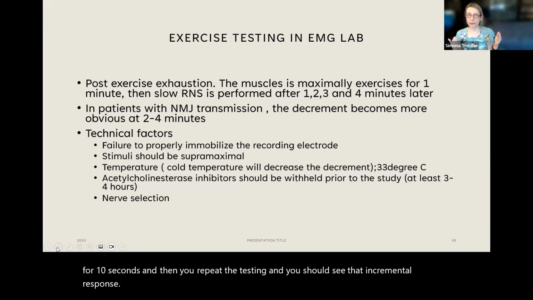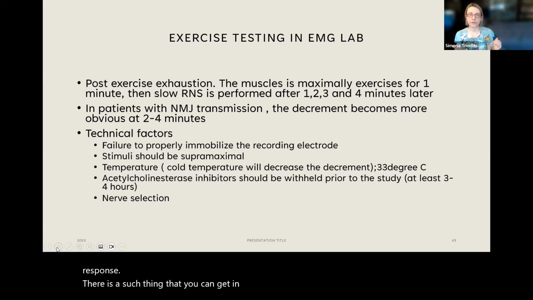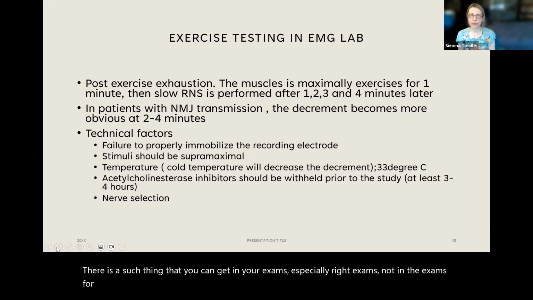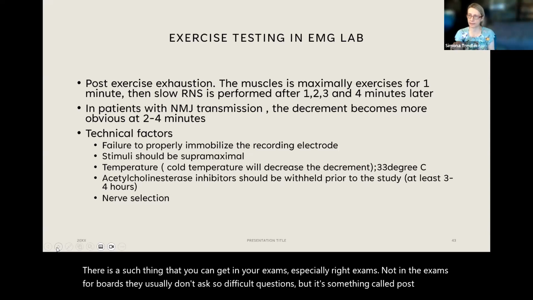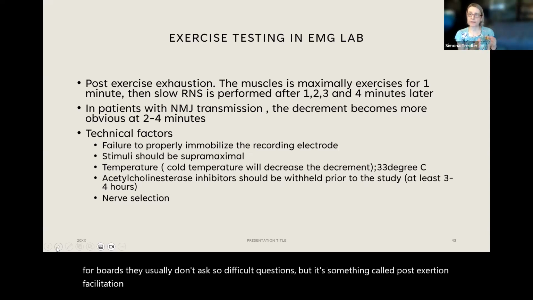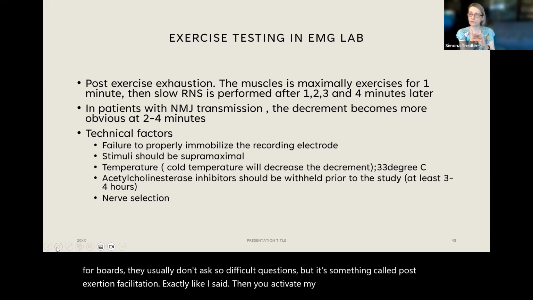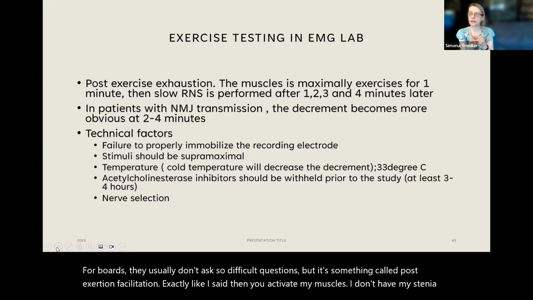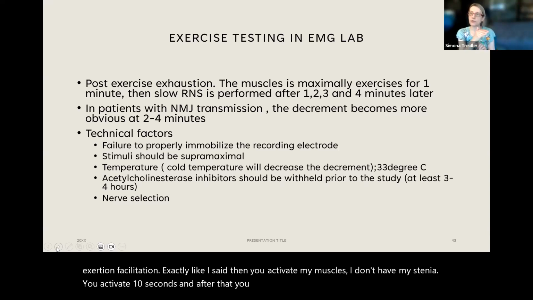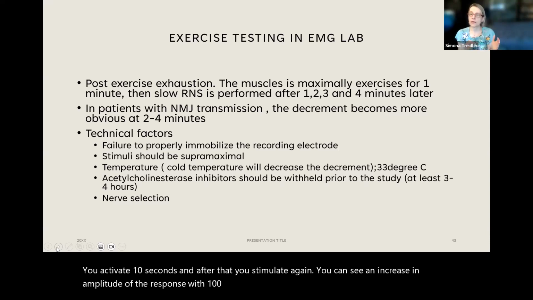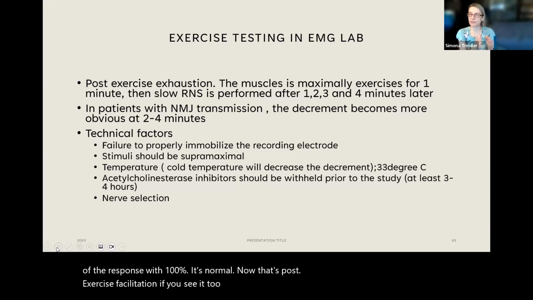There is something that you can get in your exams, especially written exams, not in the exams for boards. They usually don't ask so difficult questions. There is something called post-exertion facilitation, exactly like I said. You activate my muscles. I don't have myasthenia. You activate 10 seconds, and after that you stimulate again. You can see an increase in amplitude of the response of 100%. It's normal. That's post-exercise facilitation. If you see it 200 and 300, that's LEMS. That's a presynaptic disease.